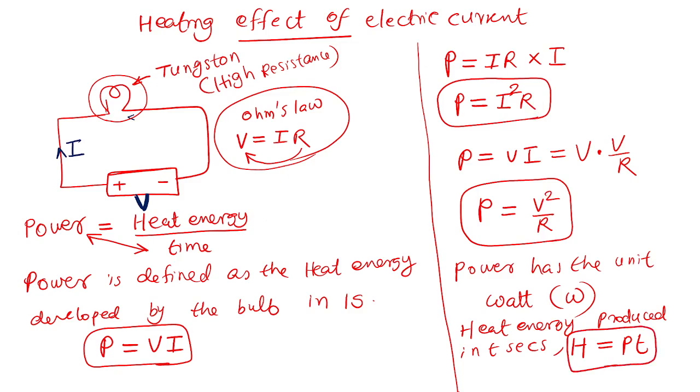The heat energy has the unit joules. It is energy, right? Heat energy is energy. So power has the unit watt, but heat energy has the unit joules. In T seconds time, how much heat energy is developed? So heat energy is given by the formula power into time.